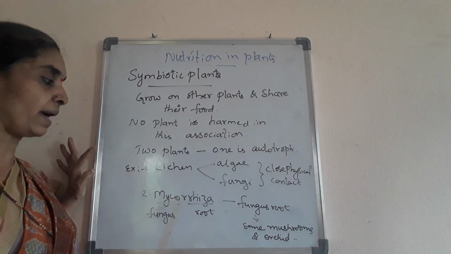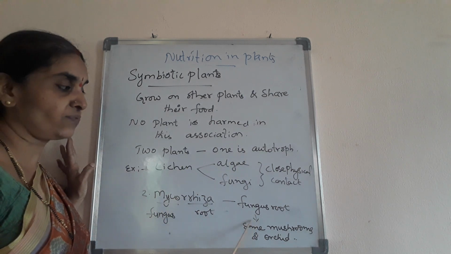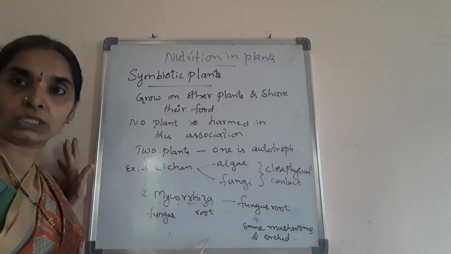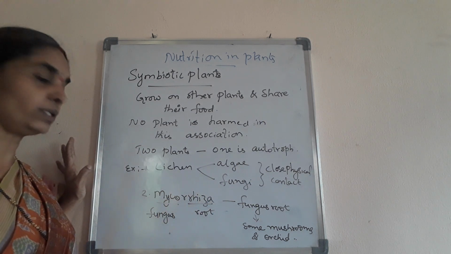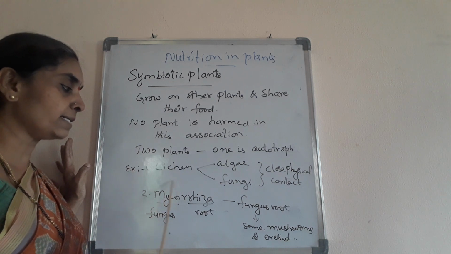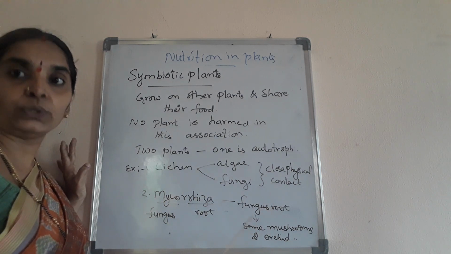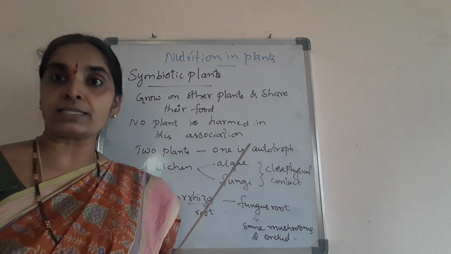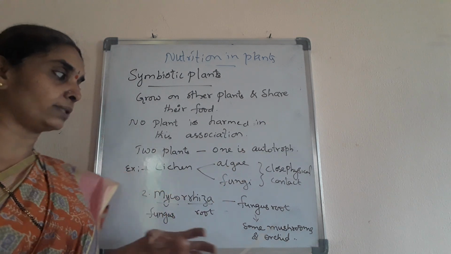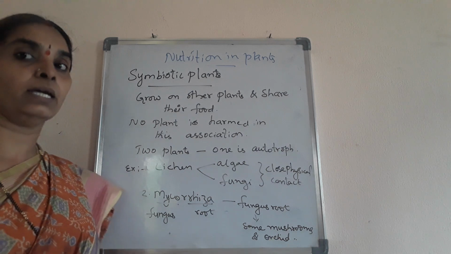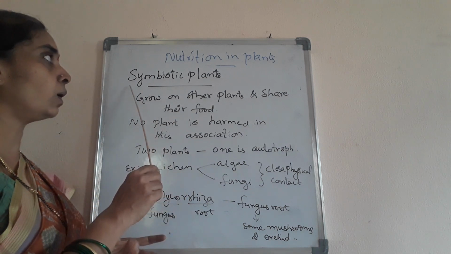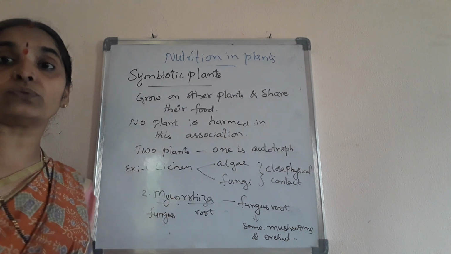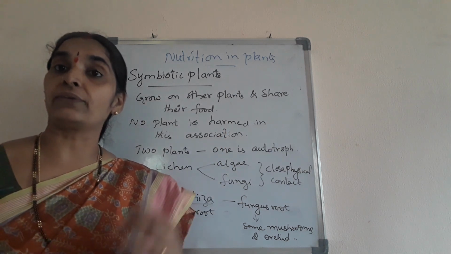Next example is mycorrhiza. It's also called fungal root. In Greek, myco means fungus, rhiza means root. So here the root is providing the food to the fungus, and the fungus is providing the nutrients to the root. In fact, both are mutually helping one another. Is it clear? So this mutual understanding or helping nature between the two plants for food and shelter is called symbiotic relationship. Most of the leguminaceae plants also follow the symbiotic relationship, like groundnuts.